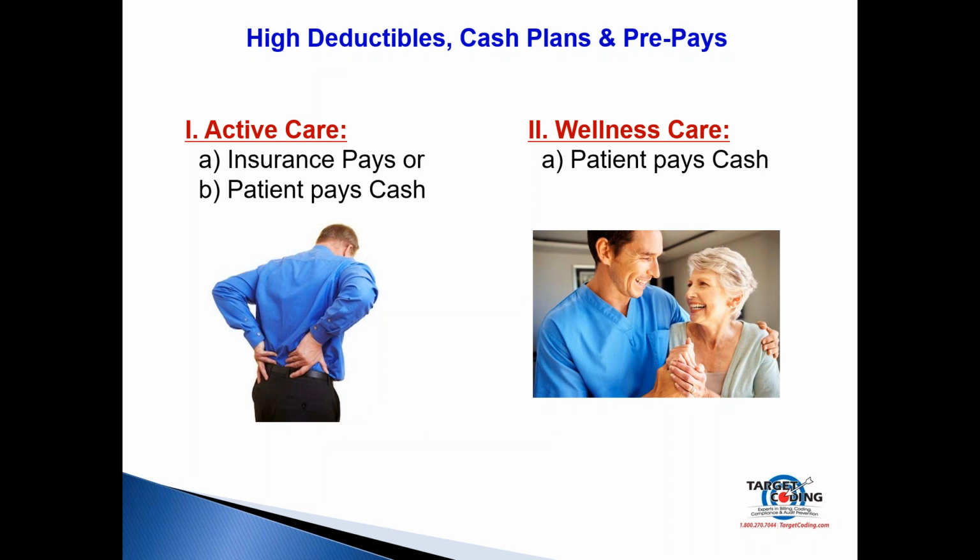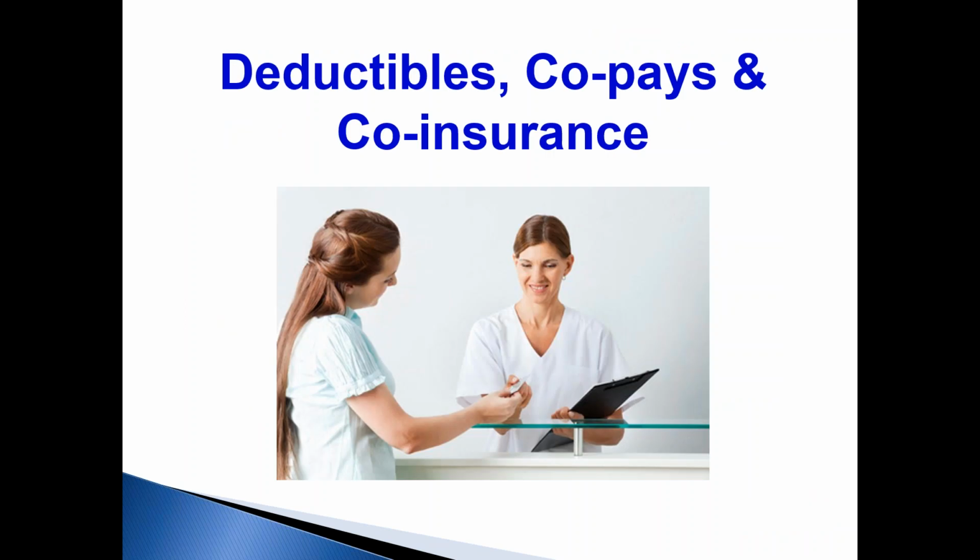So you could put your patients into these two categories: active care, which means the patient has insurance and insurance will pay for active care, or you're a cash practice and the patient is coming in with pain and symptoms, they're paying you cash and you're not accepting assignment. And then you have wellness care, which is all cash. Insurance doesn't pay for wellness care. So make sure you understand these two items, as they will help you make more money and process patients better.